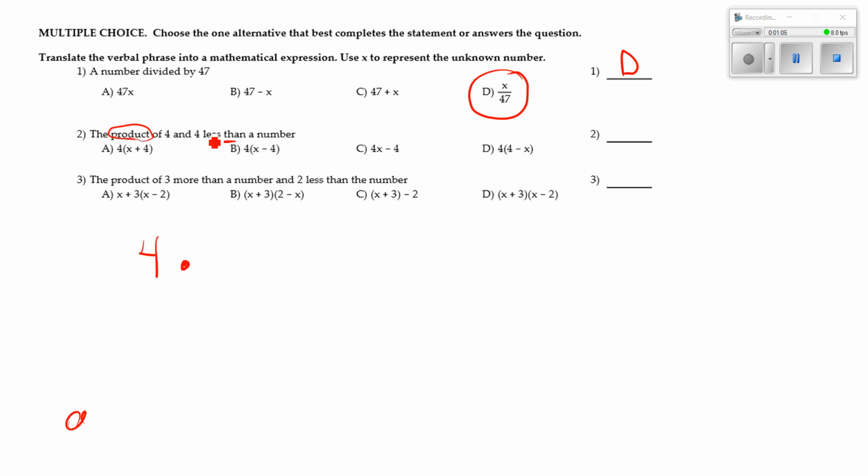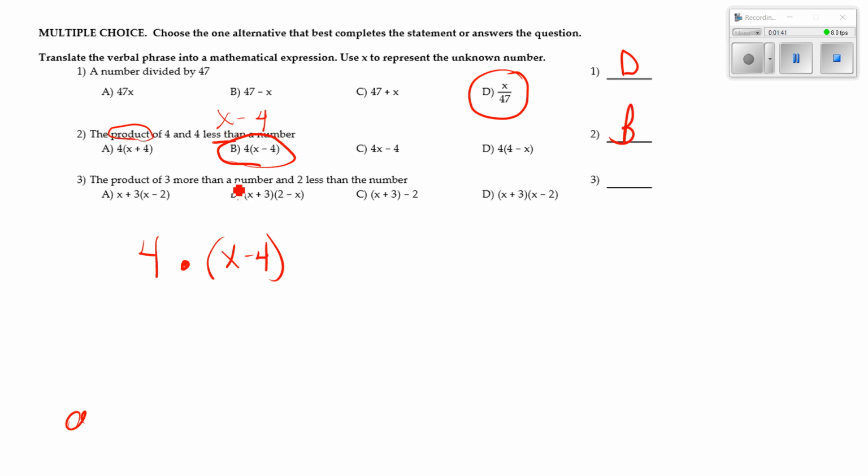We talked about in class that the words less than and more than mean that they're in the opposite order. It's kind of written backwards from how you read it. So 4 less than a number is x minus 4. So 4 times x minus 4, there's the answer right there. A lot of people put 4 minus x for 4 less than a number, but 4 less than a number is x minus 4. That would be B.